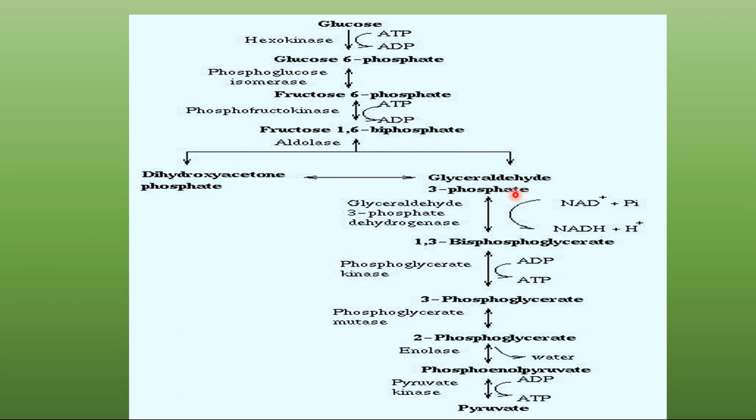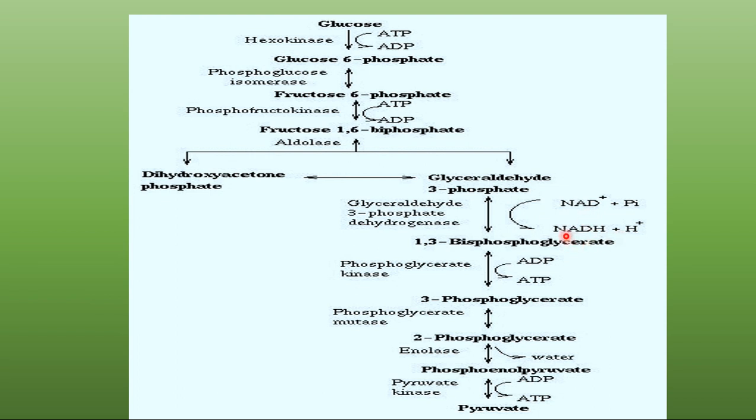So let's see what is happening here. In this step, as I told you, you are going to have the payoff phase, which is also called the energy yielding phase. The glyceraldehyde 3-phosphate is oxidized to 1,3-bisphosphoglycerate with an enzyme called glyceraldehyde 3-phosphate dehydrogenase, the substrate name plus the enzyme name dehydrogenase. And during this reaction, NAD+ is going to be reduced, yielding NADH.